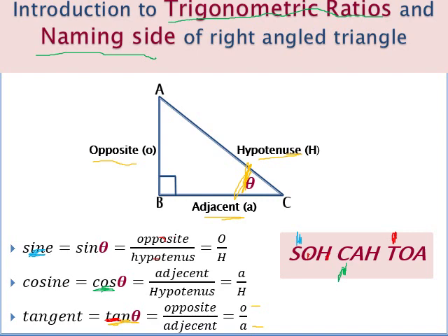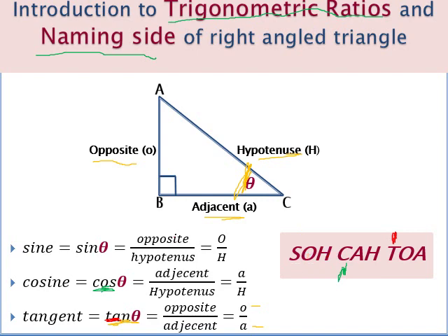So what does that mean? That SOH summarizes this whole thing. That simply means that sin is equal to opposite over hypotenuse. That SOH of the SOHCAHTOA summarizes the trigonometric function sin.